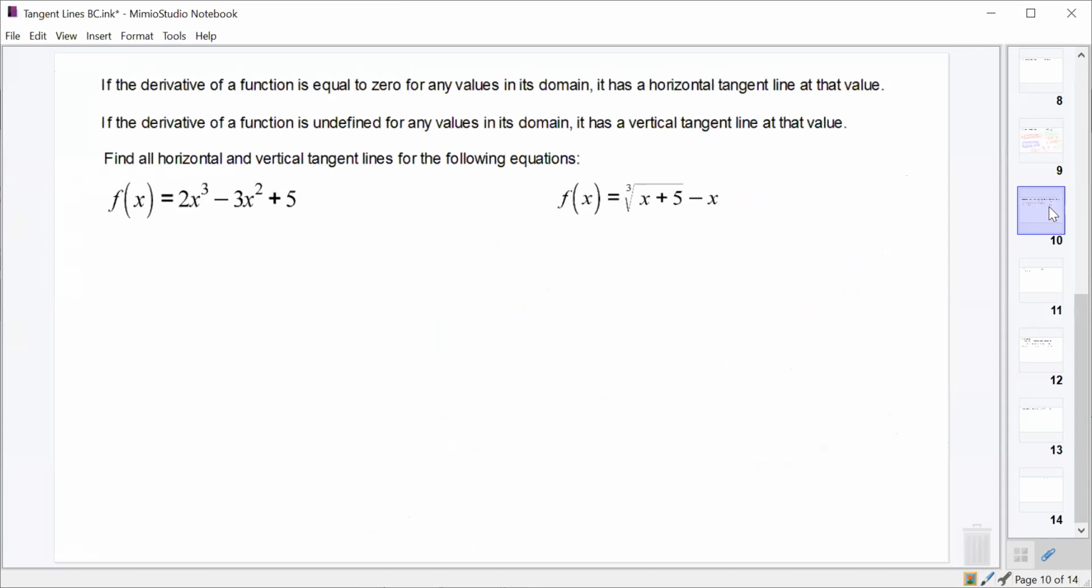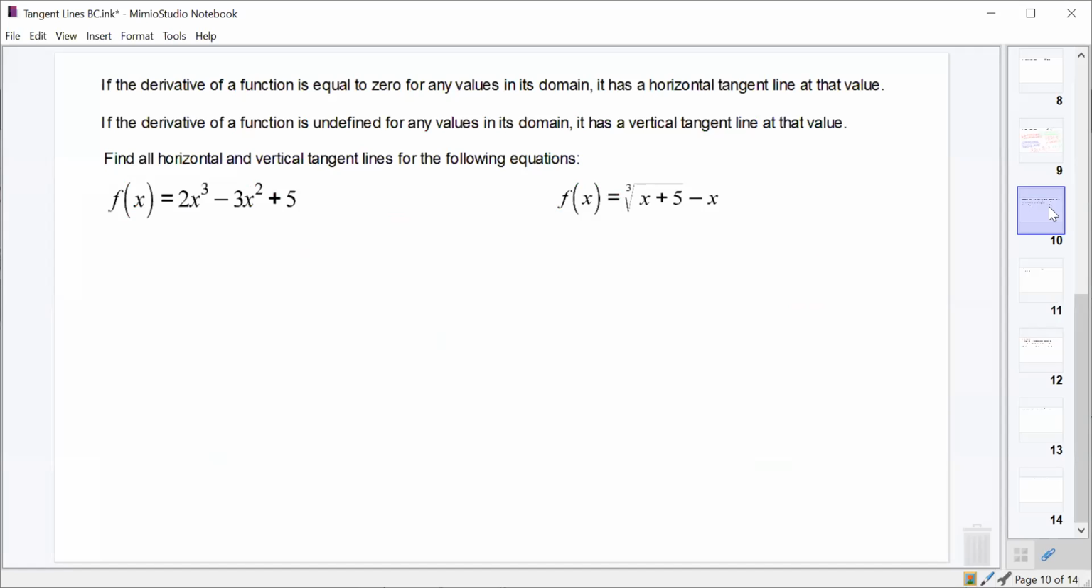Yeah. All right, great. So now we need to talk about horizontal and vertical tangent lines. A horizontal tangent line, we should know, occurs when the derivative is 0, and a vertical tangent line when the derivative is undefined. So you guys take a second and find vertical and horizontal tangent lines for each of these two functions.